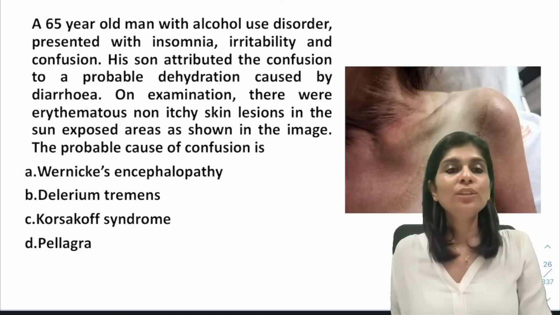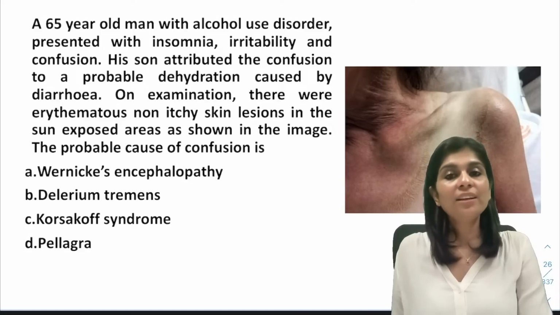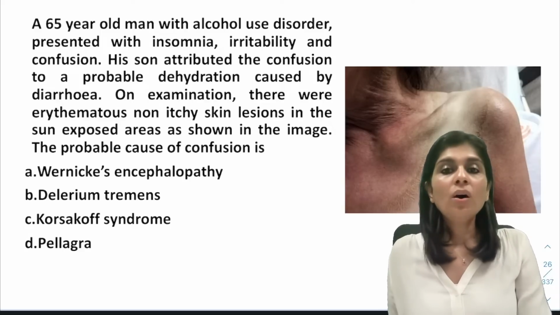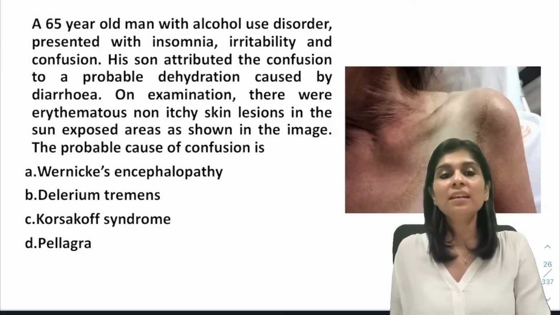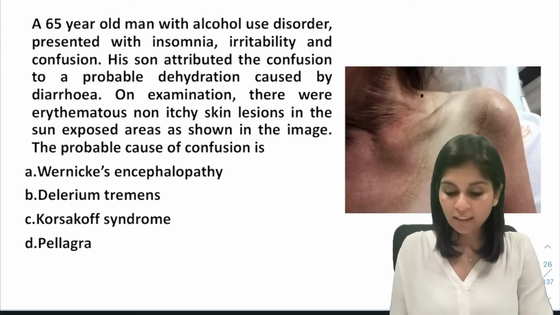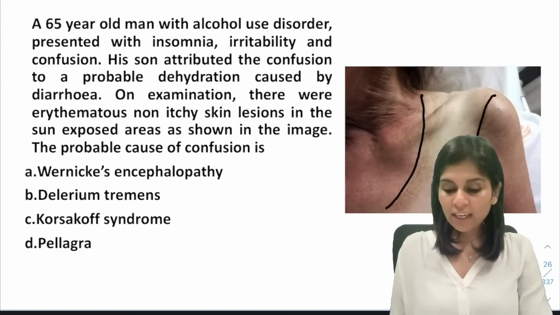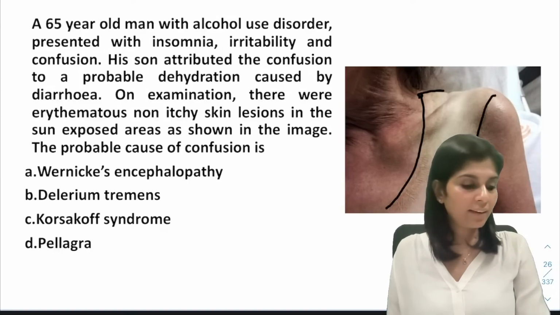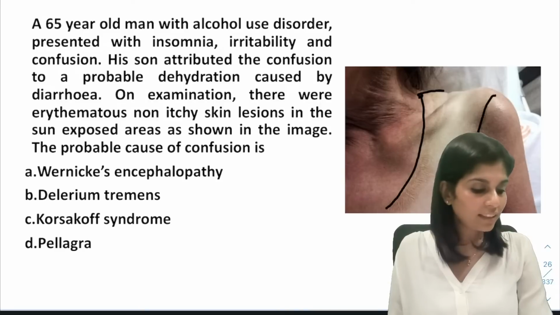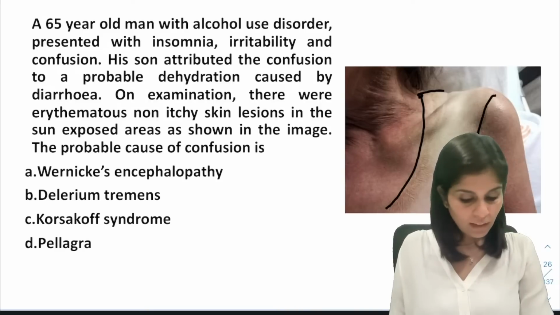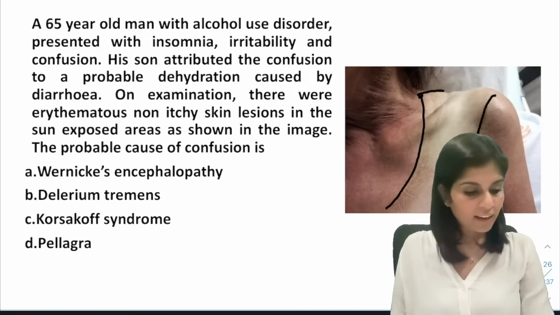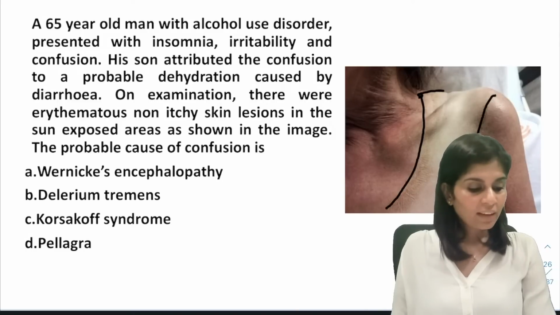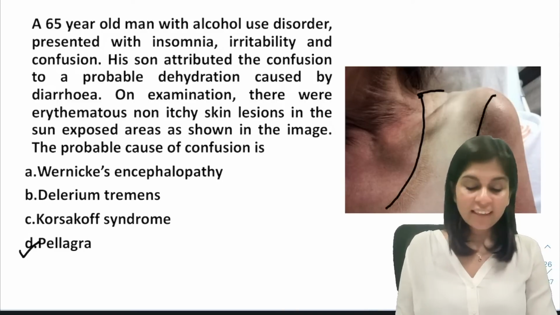His son attributed the confusion to a probable dehydration caused by diarrhea. On examination, there were erythematous non-itchy skin lesions in the sun-exposed areas. Do you see that here? Yeah, in the sun-exposed areas, a person is presented with red, non-itchy lesions. Yes, what is the answer? Some of you are answering it as C, some of you as D, pellagra. Excellent. Very good. Yes, pellagra is the right answer.